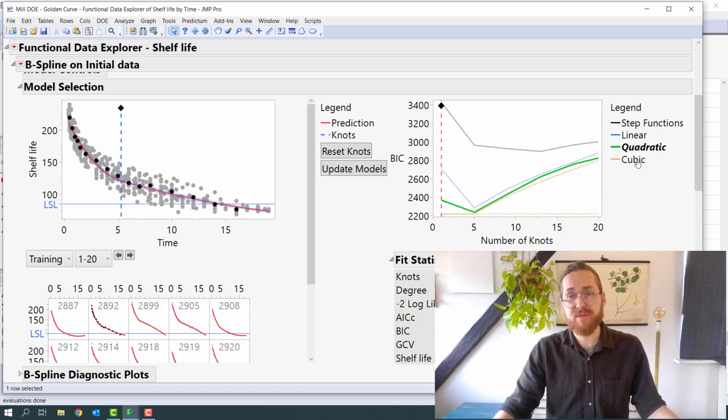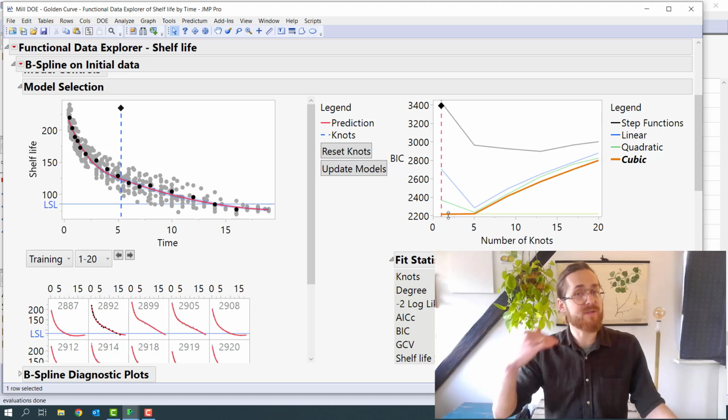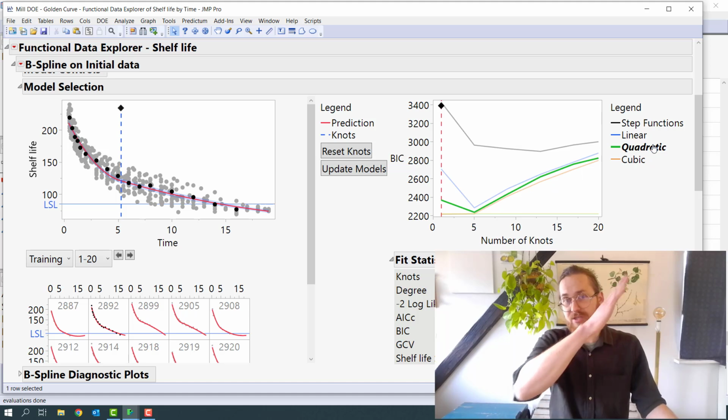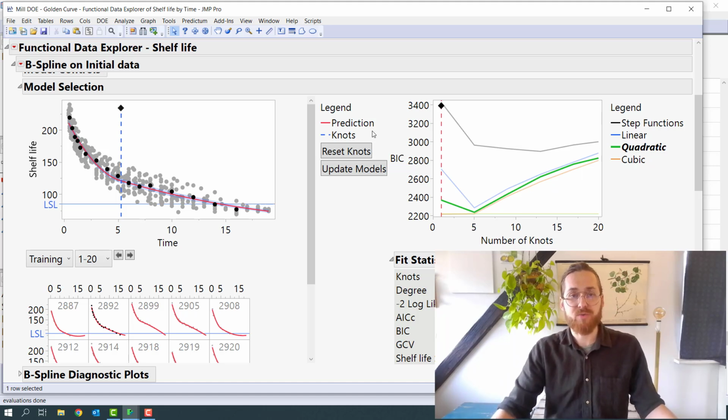Now you can see that by choosing the cubic, I go even further, but I would say it's also nice to use our mechanical understanding of the process. And so this is not a cubic function, it is a quadratic function. It's degradation over time. So I'm going to go with just the one knot and a quadratic function. Could also have selected more knots, but really I want to keep this simple, so we're just going to go with that.